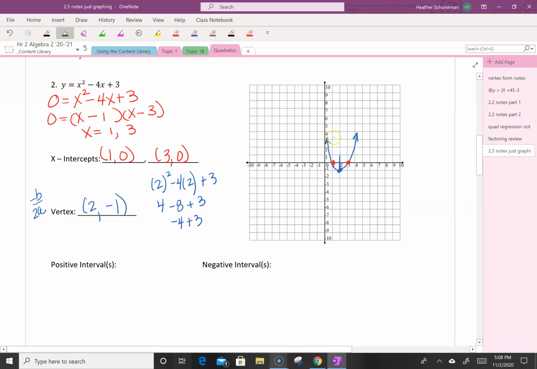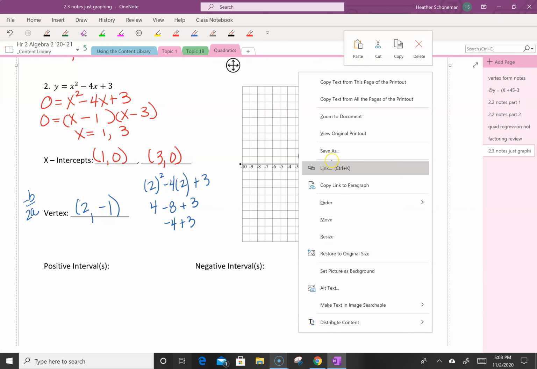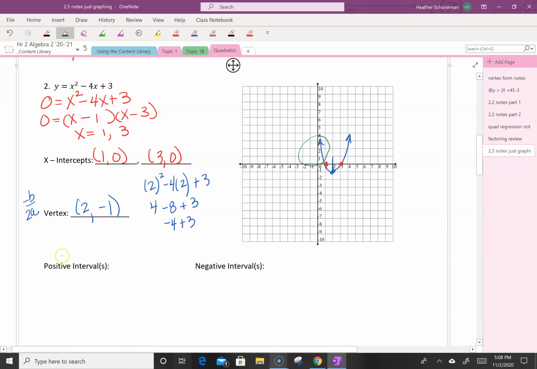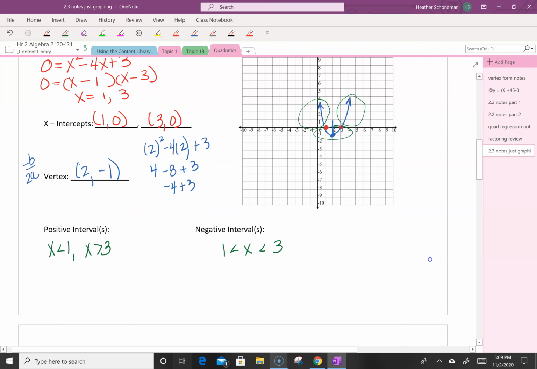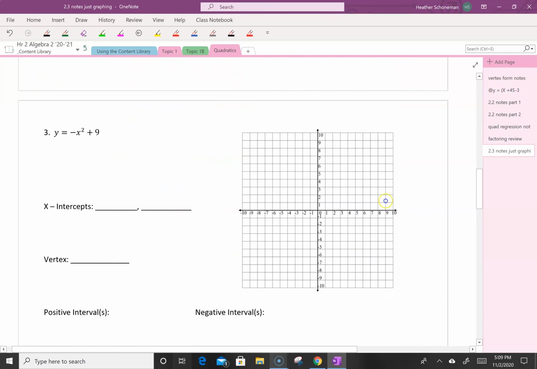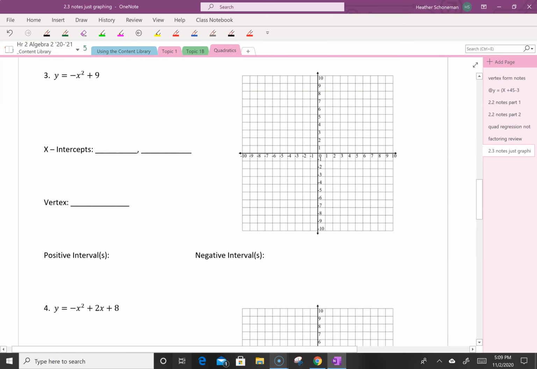Intervals. Positive intervals is everything that's above the x-axis, negative is below. So this section over here is below, and it starts at 1 and is everything to the left, so it's everything less than 1. And then over here, this starts at 3 and it's everything to the right, so it's everything greater than 3. The only negative interval is down here, and it's all the numbers in between 1 and 3. And again, remember the compound inequality has to be less than symbols, smaller number on the left, bigger number on the right. Okay, let's look at number 3.